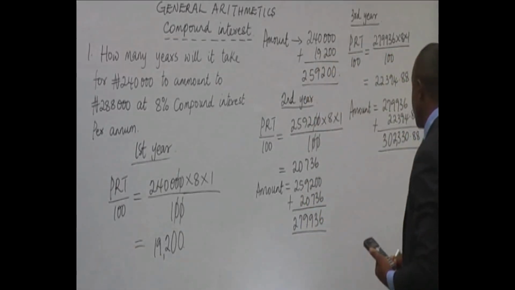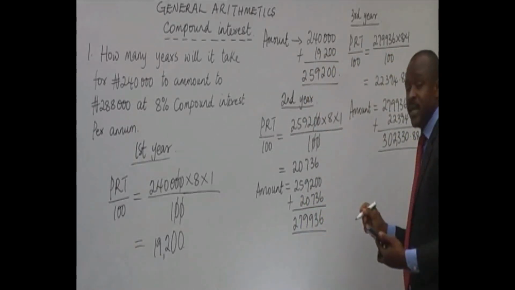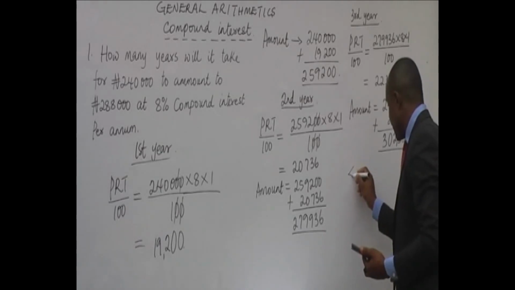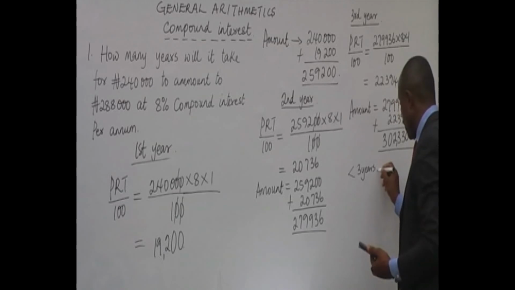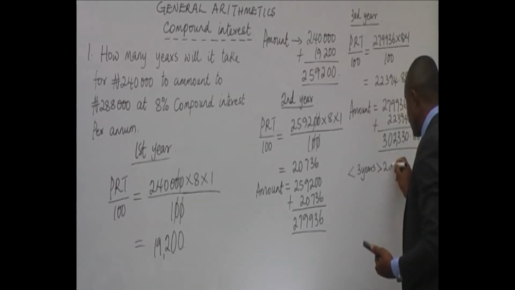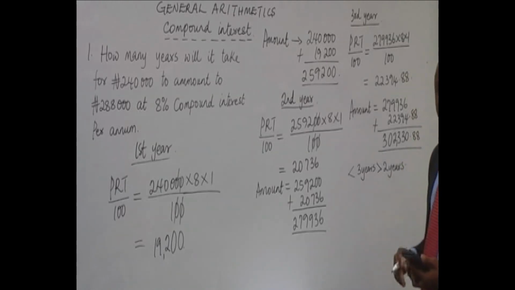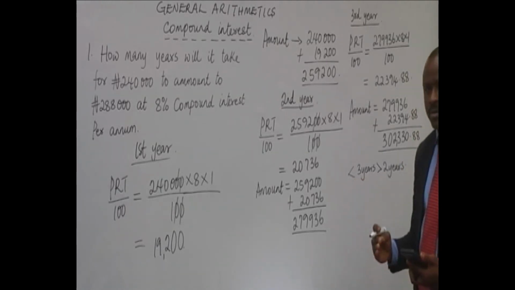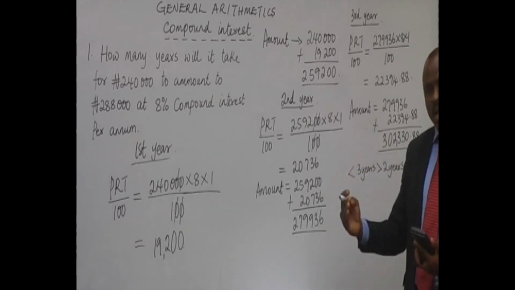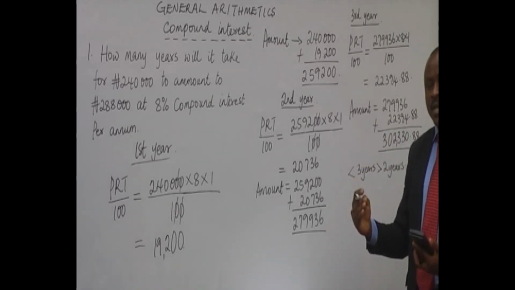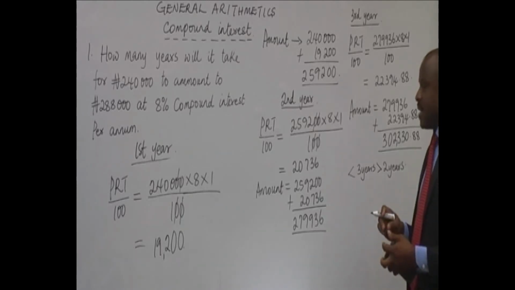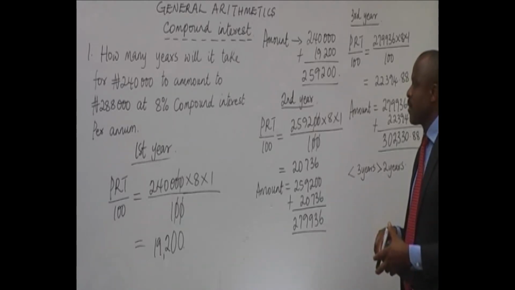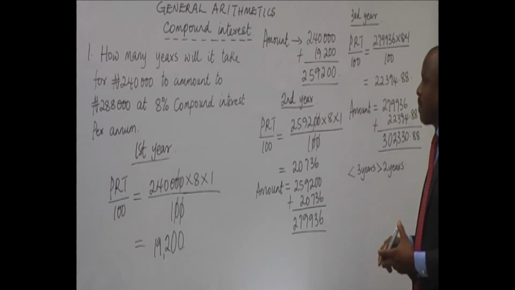That means the answer to that question is that it will take less than 3 years, but more than 2 years. That means it will take 2 years and some months. It won't be up to 3 years, and it will be greater than 2 years. So that is the end of our first question in compound interest.